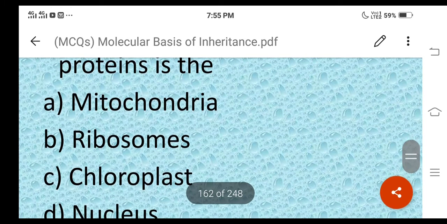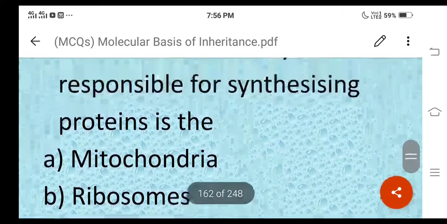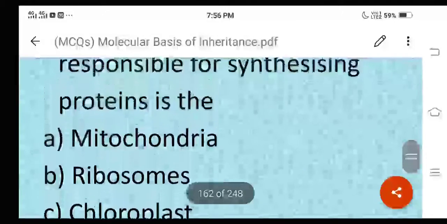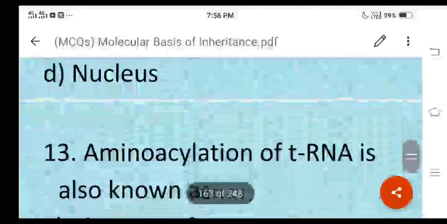Mitochondria is mainly related to the respiration process. Even the chloroplast is related to the photosynthesis process, and the nucleus is mainly concerned with the genetic material. In the nucleus the DNA will be present. According to this, the correct answer will be ribosomes. For question number 12, ribosomes is the correct answer.